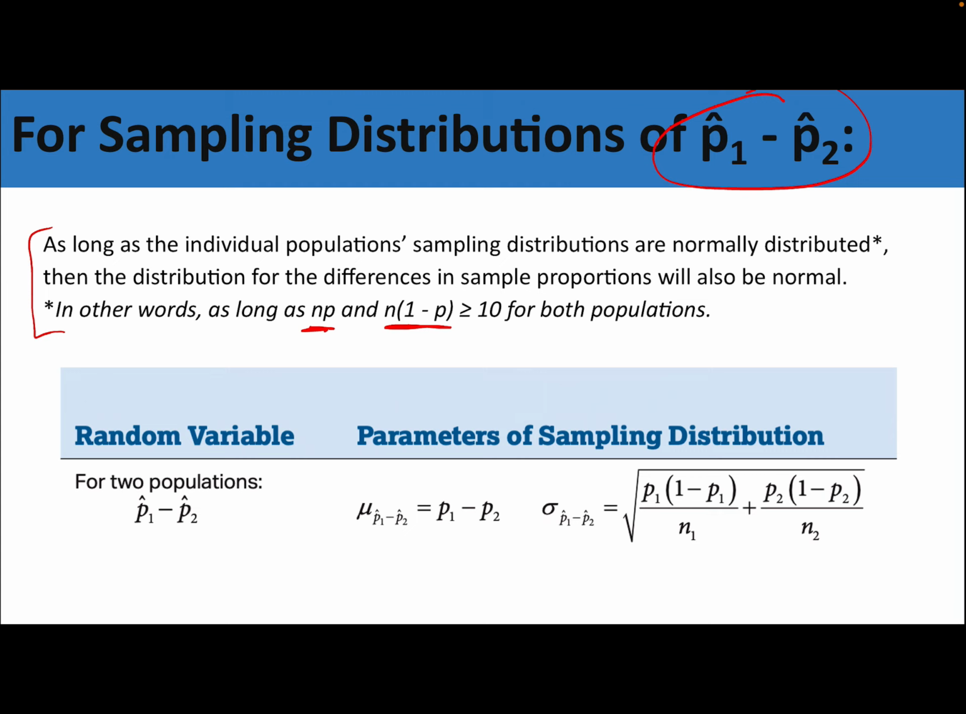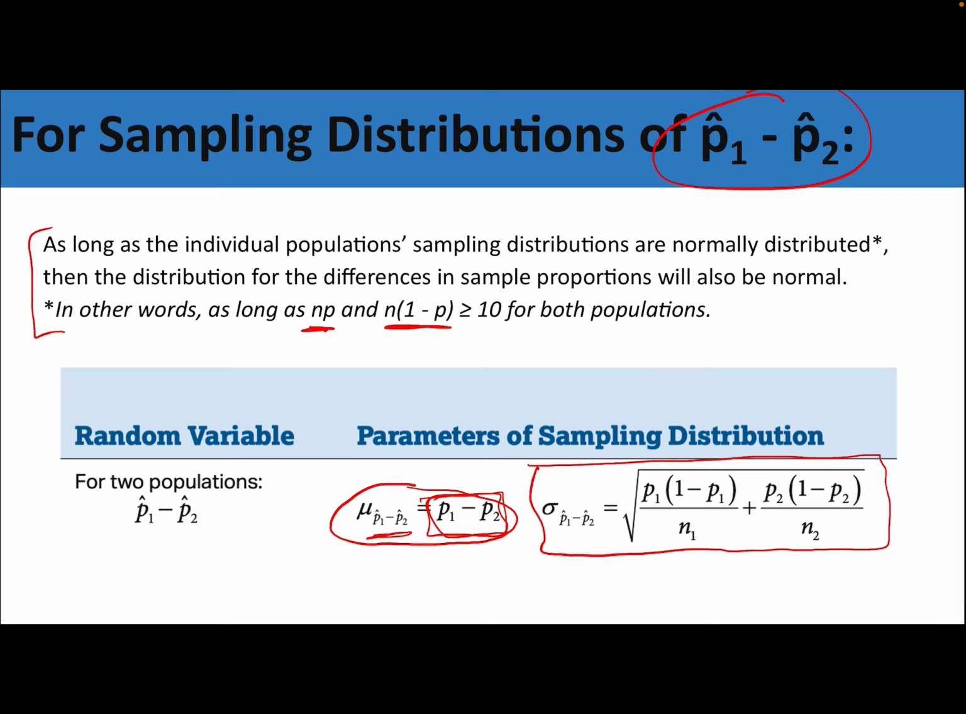And then we have our formulas for mean and standard deviation. So our mean formula tells us that the mean of that sampling distribution of differences should just be equal to the difference of the two population proportions, right? So in other words, the mean of the sample proportions should just be equal to the population proportion, just like with single population data.